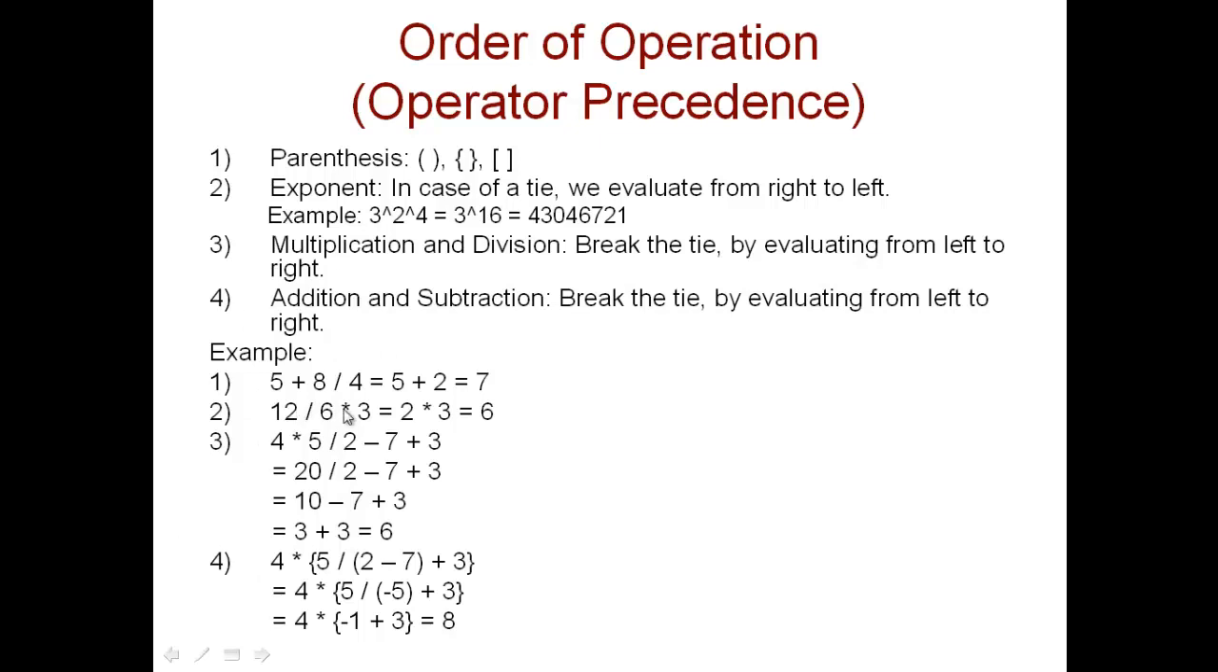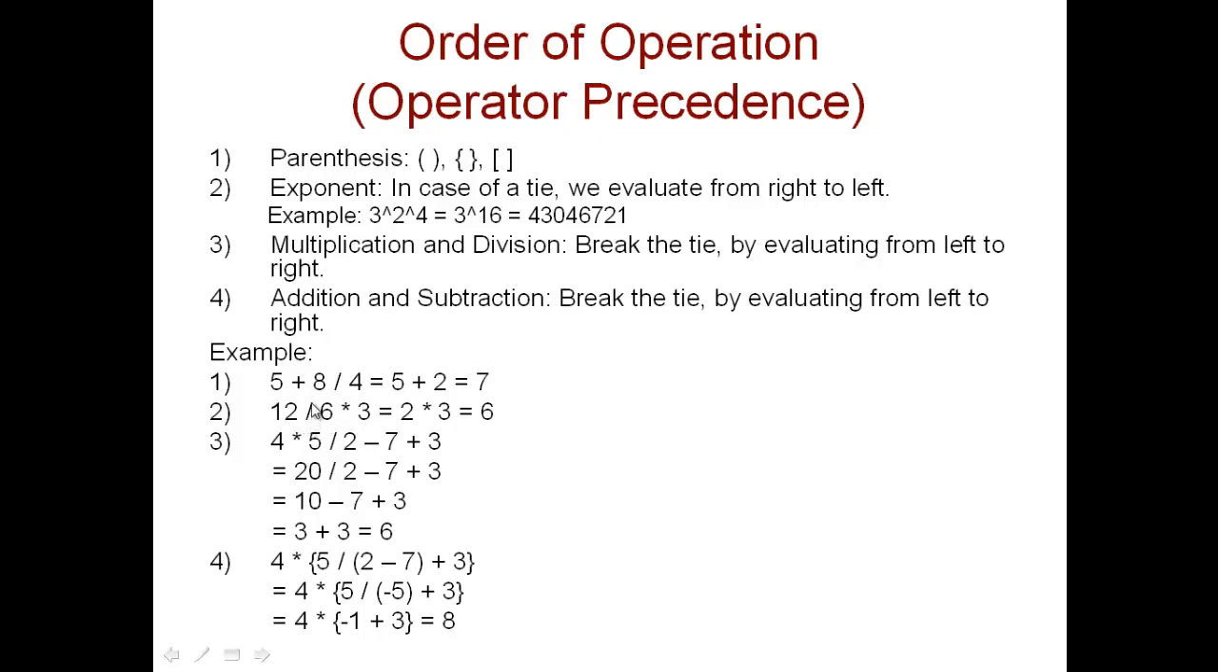Now let us look at this expression: 12 divided by 6 star 3. Again there's no parenthesis here, so we need to say which operator has more precedence. In the previous example we had addition and division, and division is given more importance. If we have division and multiplication, both have the same level of precedence, so we break the tie by evaluating the expression from left to right.